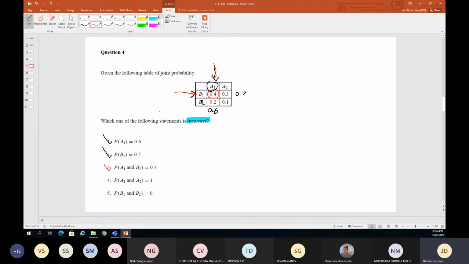The same when we look at A1 and A2. So the probability of A1 and A2, can you get that? Can you be A1 and A2?